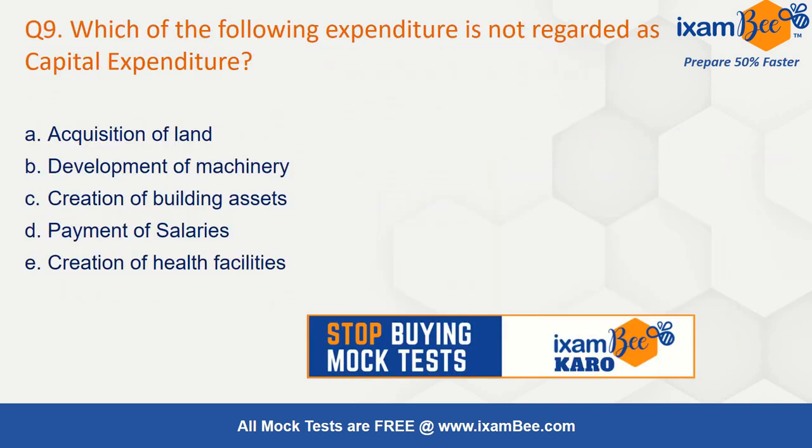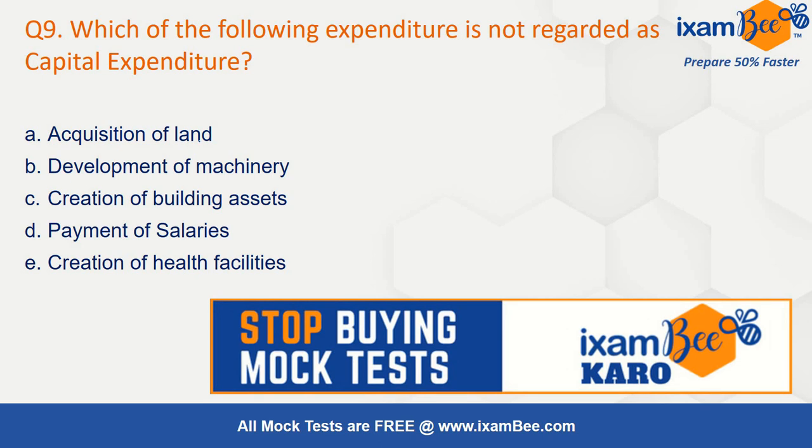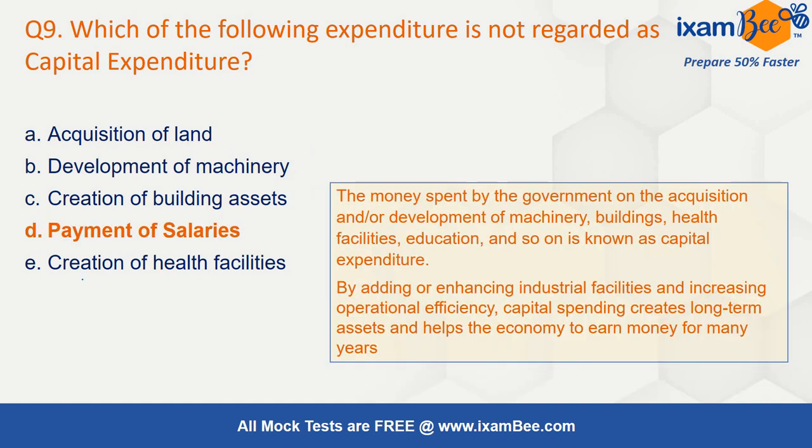Goal 13, we discuss which of the following expenditure is not regarded as capital expenditure. This is a static knowledge question. So capital expenditure, acquisition of land, yes, this is capital expenditure. Development of machinery is also. Creation of building asset is also capital expenditure. Payment of salary is not, so this is the right answer. Creation of health facilities also is capital expenditure.